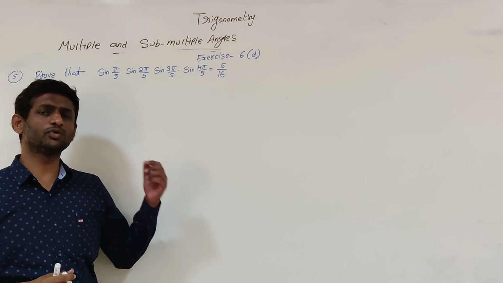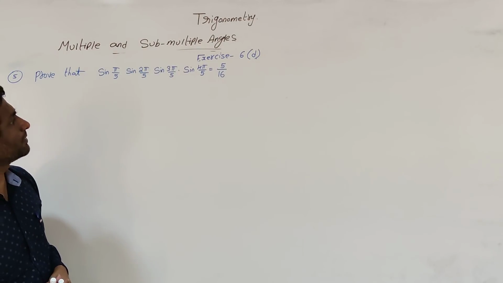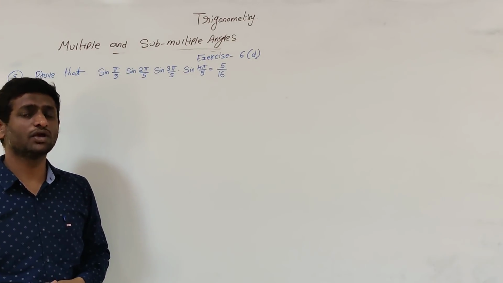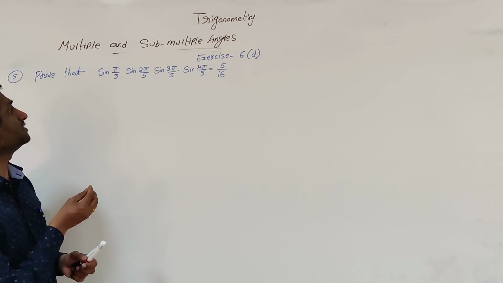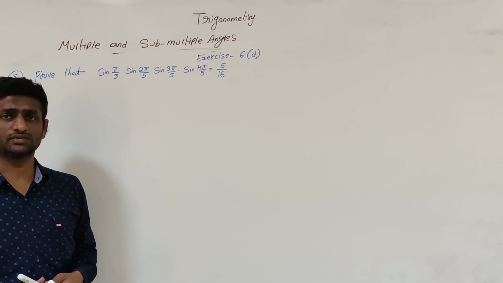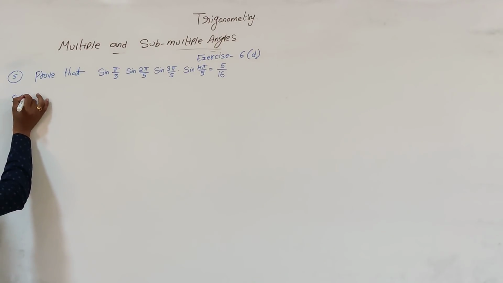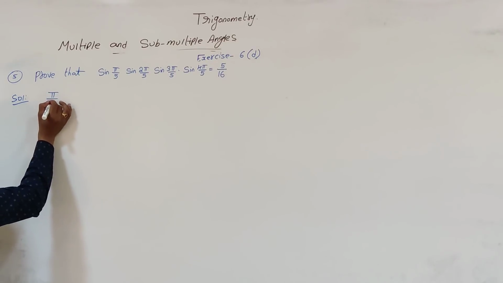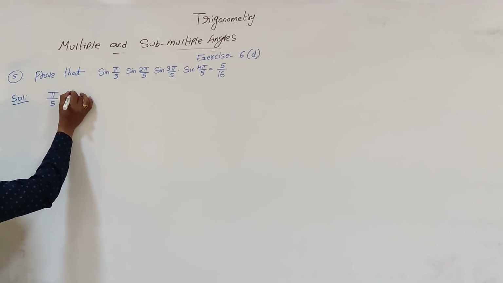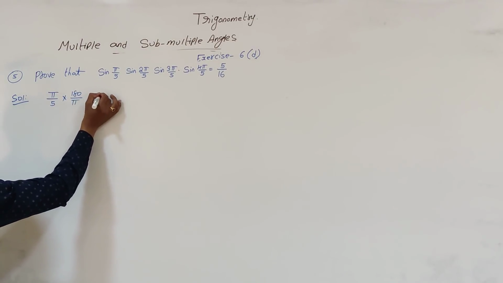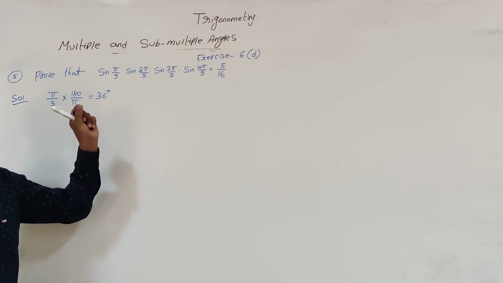Next problem is, prove that sin pi by 5 into sin of 2 pi by 5 into sin of 3 pi by 5 into sin of 4 pi by 5 is equal to 5 by 16. See, what is pi by 5? Here pi by 5 is in radians. How many degrees is it? Convert into degrees. Pi by 5 is multiplied with 180 by pi, so that gives 36 degrees. Means pi by 5 radians is equal to 36 degrees.